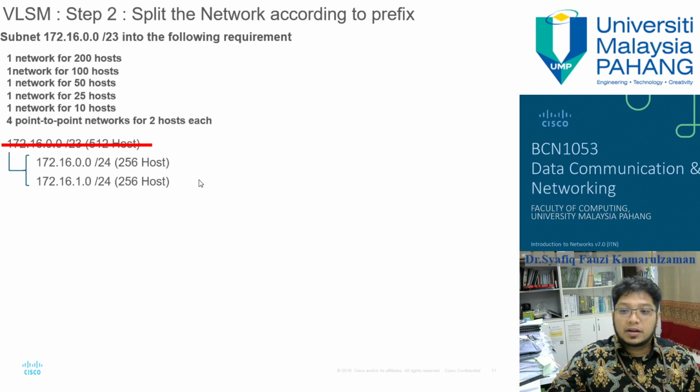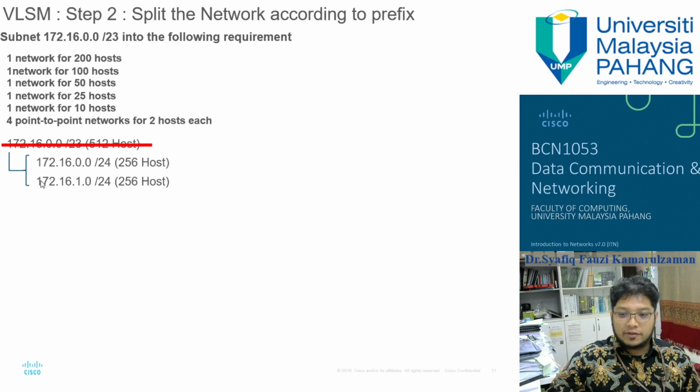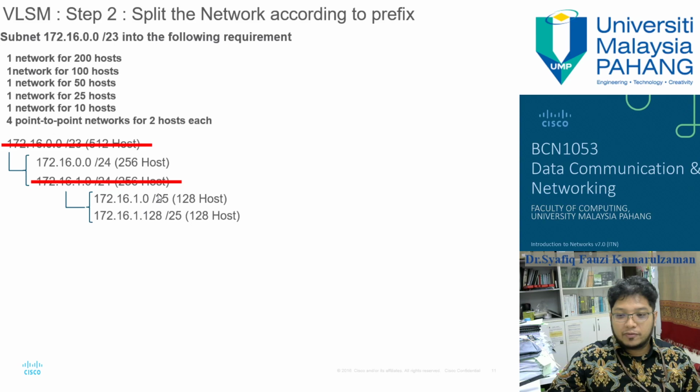So this 256 on top we reserve for the first network. Then we split the network even further for the second network. We increase the prefix, and we get 172.16.1.0 with prefix /25, now with 128 hosts. So you have 128 hosts for 172.16.1.0, and you get a second subnet, 172.16.1.128, which is the second /25 subnet.